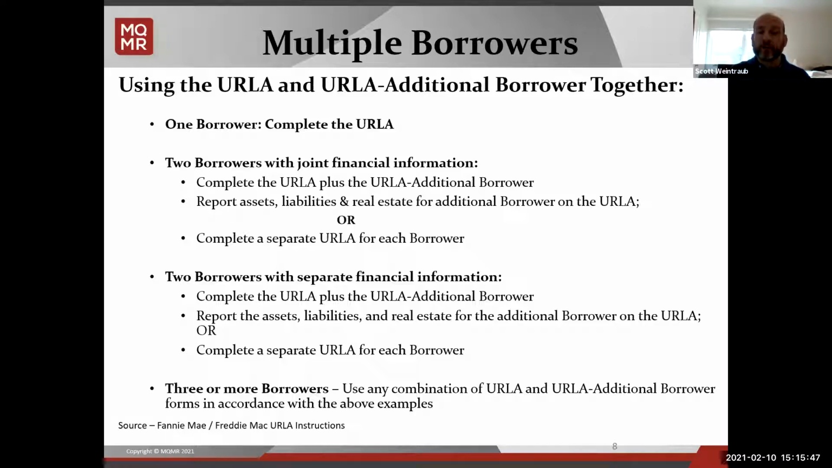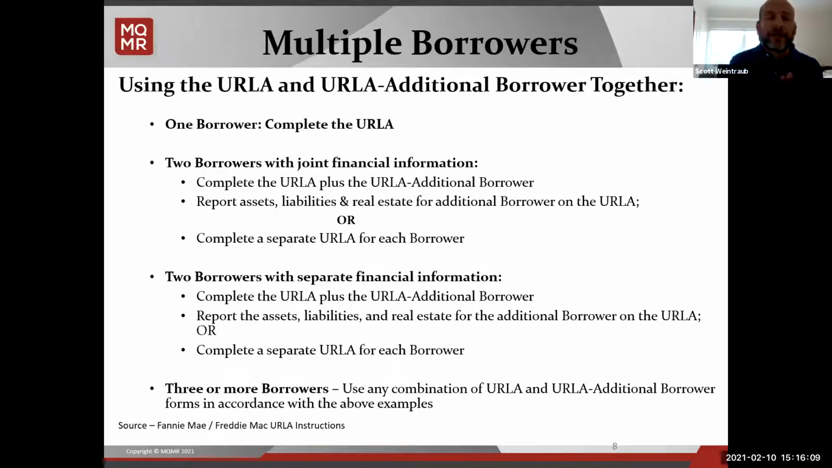If there are 3 or more borrowers, again, you'd be able to use any combination of the loan application and the additional borrower form, similar to what you'd use for 2 borrowers, depending on how they want to report their assets and liabilities, and depending on whether the financial information is joint or separate.